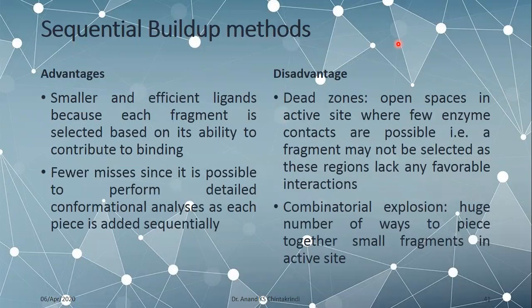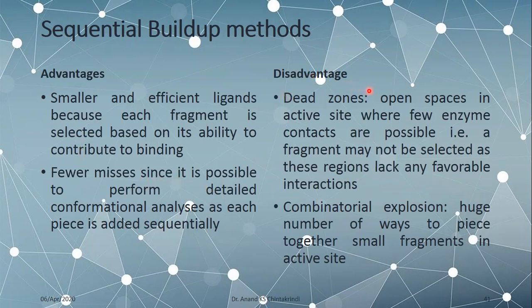Again, the advantages and disadvantages of this method. Smaller and efficient ligands are possible because each fragment is selected based on its ability to contribute to the binding. There are fewer misses since it is possible to perform detailed conformation analysis as each piece is added sequentially.